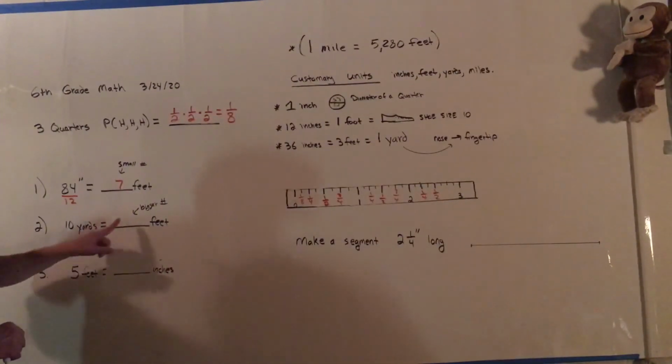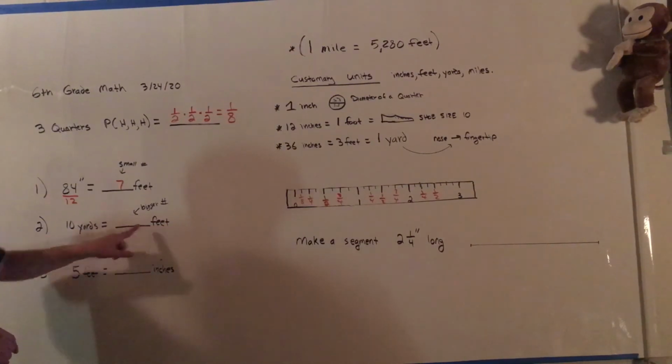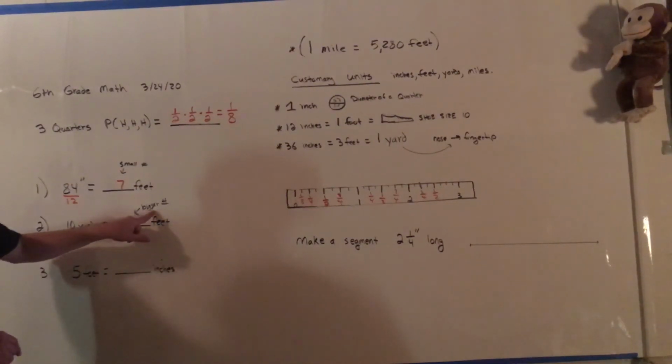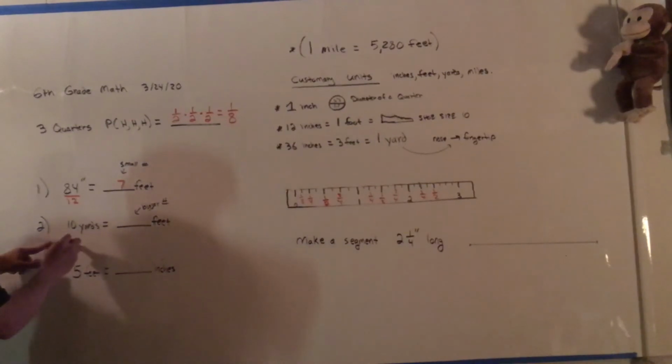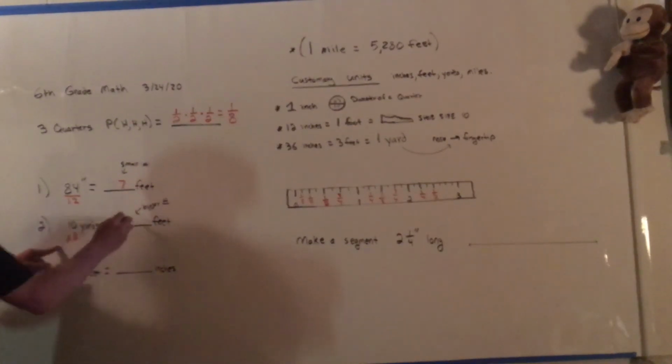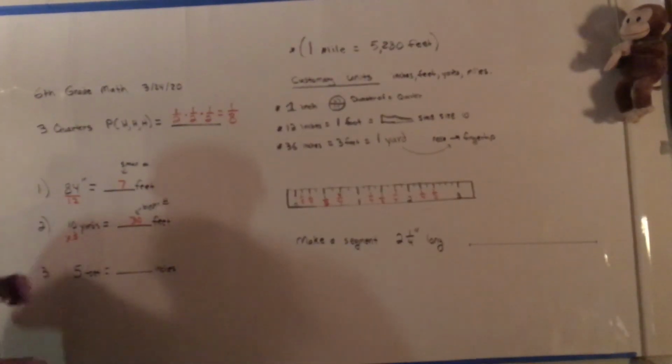Okay, for 10 yards to feet, well, according to over there, there's 3 feet in every yard. And since this is a smaller unit than yards, this number is going to be bigger. So I want to go 10 times 3 in this one. 3 times 10 is 30, and so I get 30 feet.